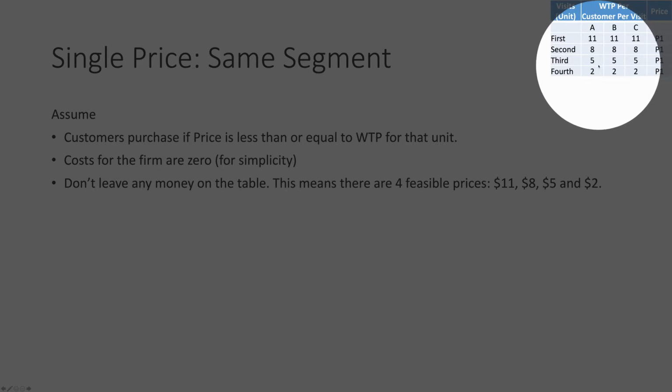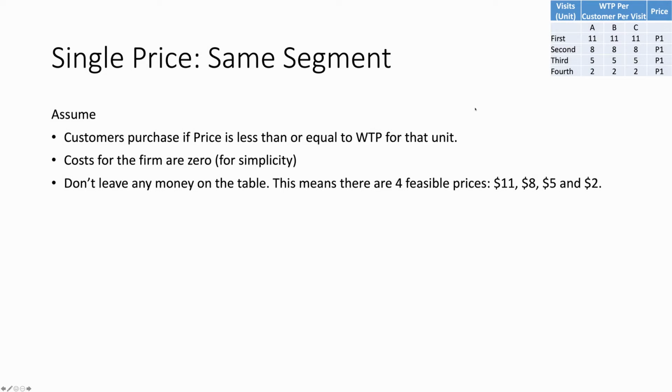$8, $5, and $2. So if we charge any dollar amount in between these willingness to pay levels, we'd be leaving money on the table. For example, charging $10 would make no sense because we can raise the price to $11 without losing demand. So we would never charge between willingness to pays. We always charge at the willingness to pay numbers. So the feasible prices are 11, 8, 5, and 2. We'll look at how the demand changes at these four different price levels.